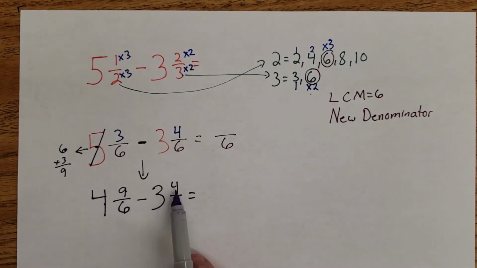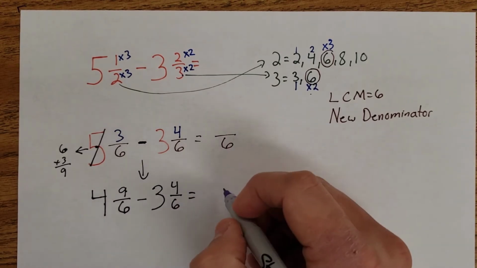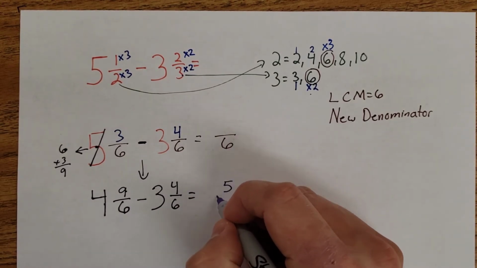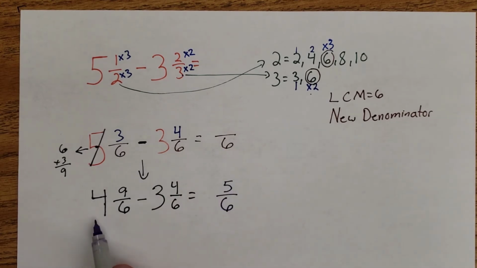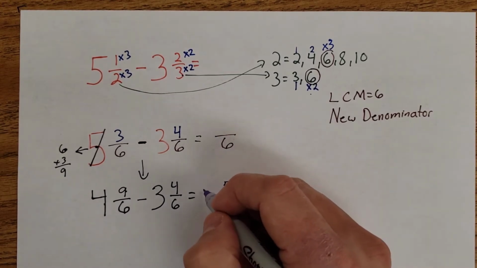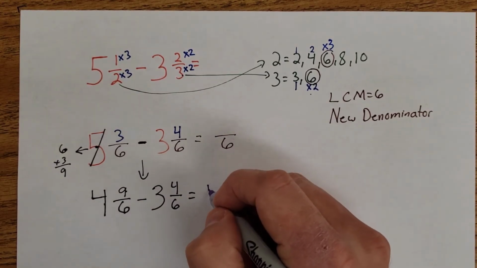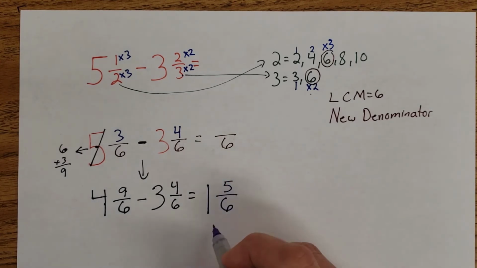Start with the fraction. 9 minus 4. 9 take away 4 is 5. The denominator stays the same. And then 4 minus 3 is 2. Sorry, 4 minus 3 is 1. That is a good answer.